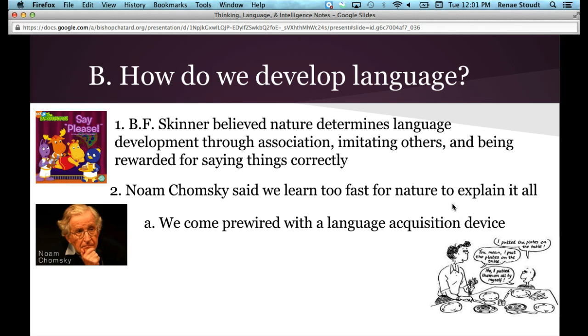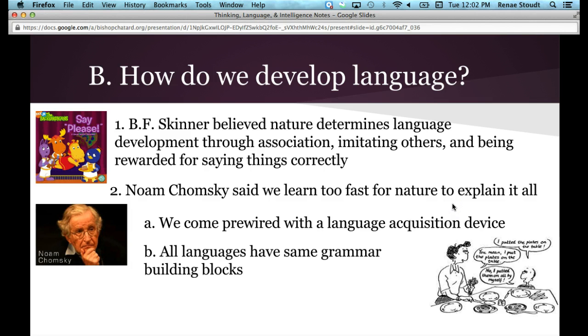He said that we come pre-wired with a language acquisition device, and it just gets turned on as you get older, and it gets activated. And he said that all languages have basically the same grammar building blocks; for example, all languages have nouns and verbs and those kinds of things. So we have the same building blocks. We may have different semantics or different syntax to that grammar, but we all have the same grammar building blocks.